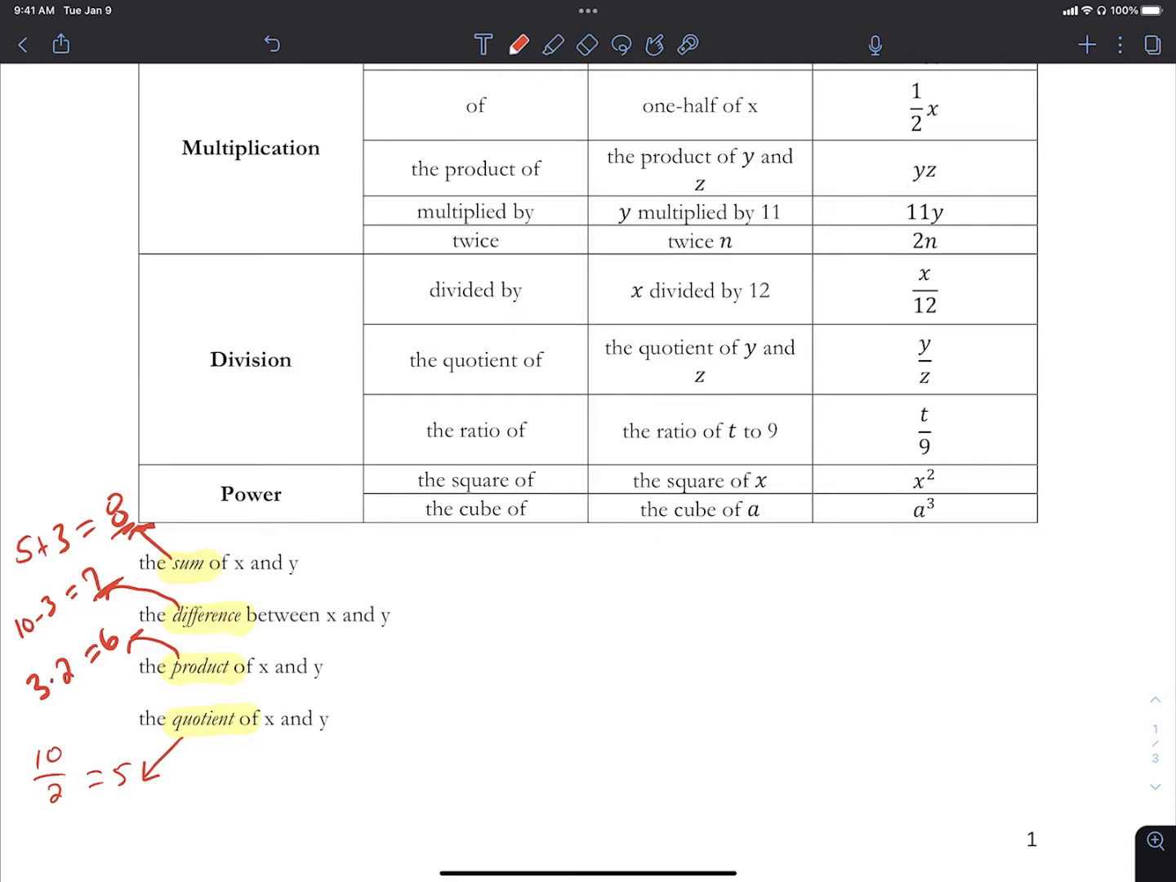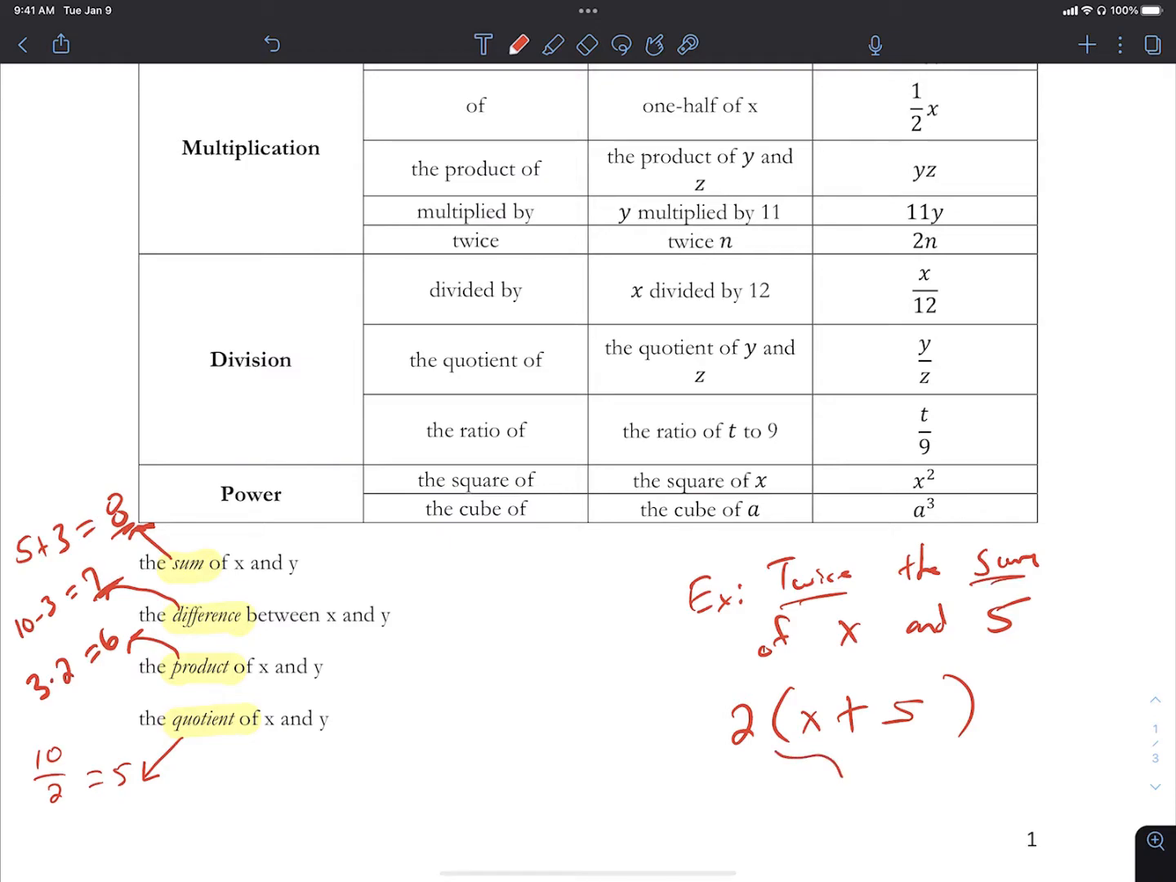So we want to be careful with these because if we say something like twice the sum of x and 5, right? This means 2 times the sum, times the answer. So I have to put this in parentheses, right? So we end up getting 2 times, and then the sum is of x and 5, so it'd be x plus 5, right? So it's twice the sum. This part here is the sum, right? So it's like an object, right?